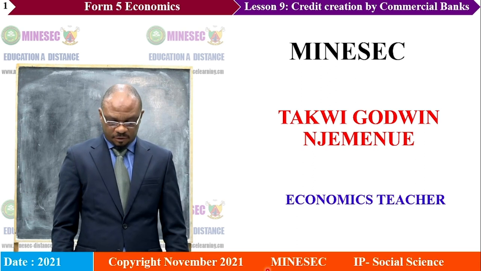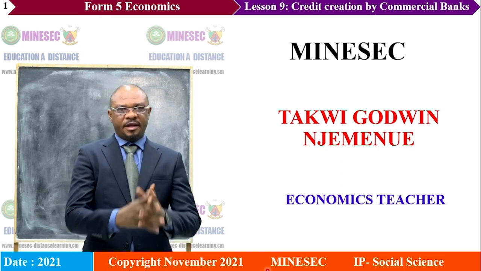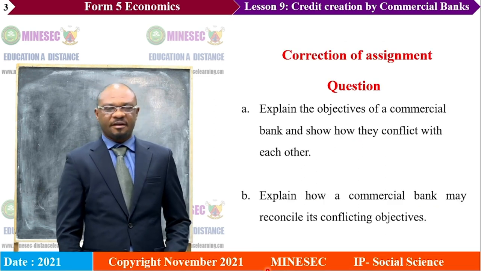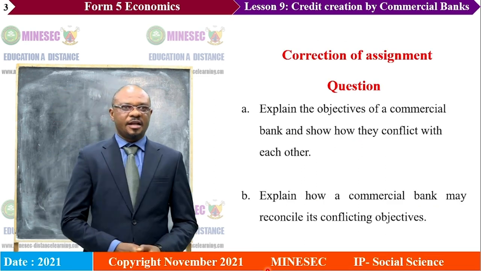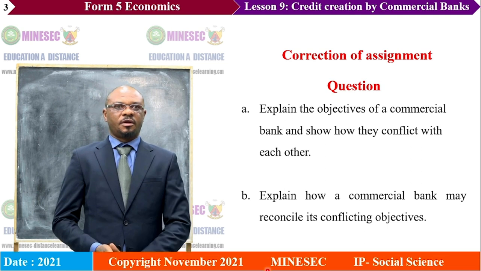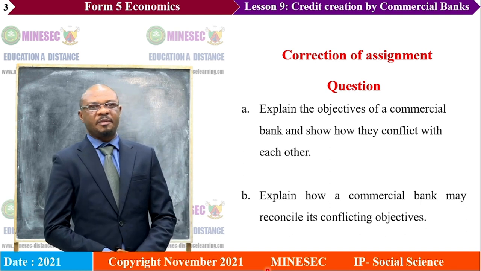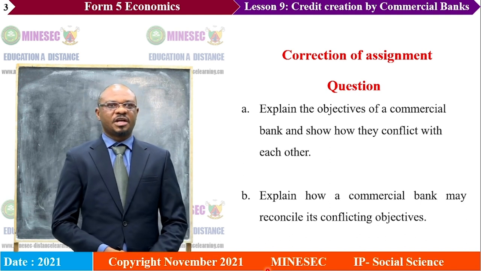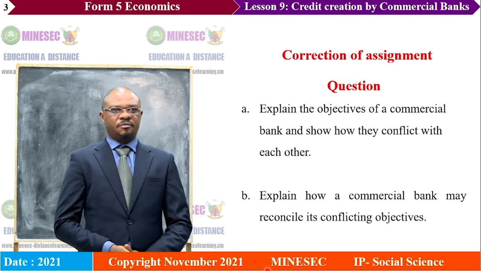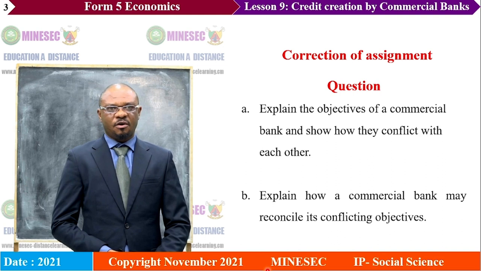Welcome to lesson 9 of your distance learning session for ordinary level economics. My name is Tapi Godwin Germany, your economics teacher for Form 5. Before we get to lesson 9 itself, we'll start by correcting the assignment that we had in the previous lesson. In the assignment for the A part, you were expected to explain the objectives of a commercial bank and show how they conflict with each other. And B, explain how a commercial bank may reconcile its conflicting objectives.